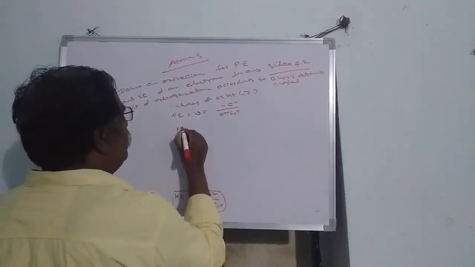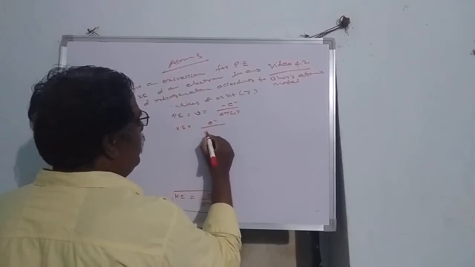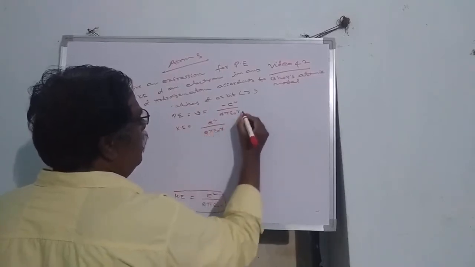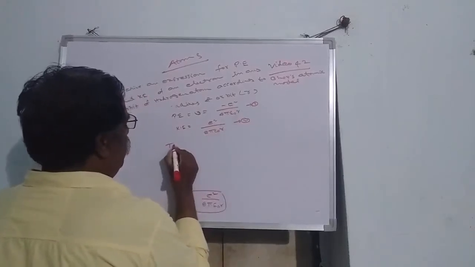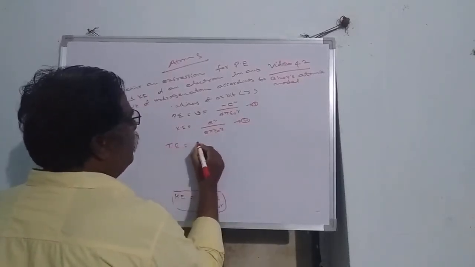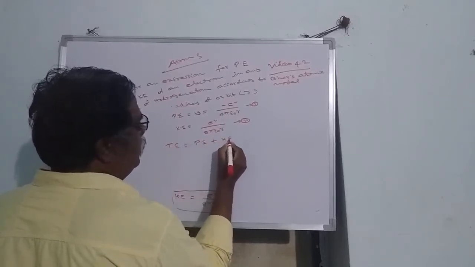So kinetic energy we have already calculated. That is e square by 8 pi epsilon naught r. This is equation 1, this is equation 2. Then total energy will be equal to potential energy plus kinetic energy.